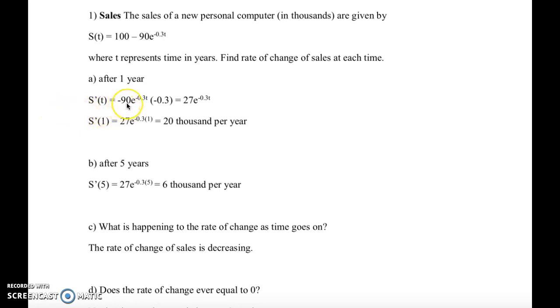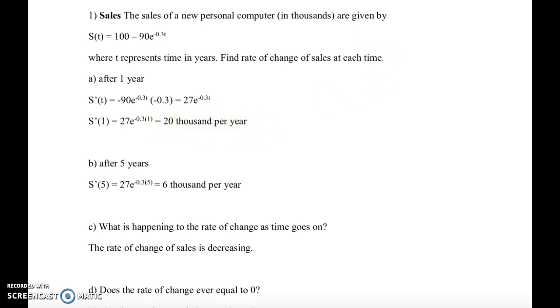So we have negative 90 e to the negative 0.3t times negative 0.3. And we have to combine the negative 90 and the negative 0.3. We end up with 27e to the negative 0.3t. And we need to find the sales after 1 year. So we plug in 1 to our derivative, and we get an answer of 20.